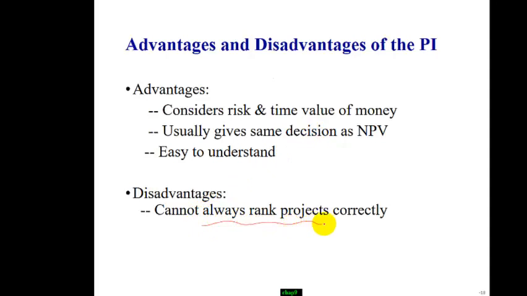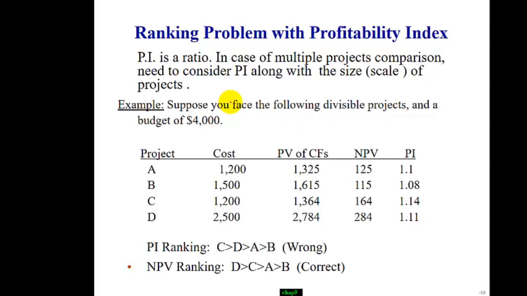One issue we might run into is when ranking projects, PI does not always give us the correct answer. Suppose we have 4 projects. We have the initial cost and the PV of the future cash flow. Based on these 2 columns, either subtracting or dividing, we can get the net present value or PI. Let's take a look. According to PI, which project has the highest PI? C, right? According to net present value, which project has the highest net present value?